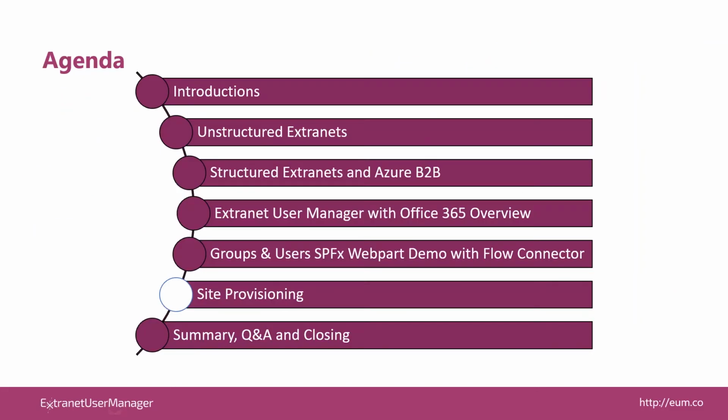So a quick agenda of what we're going to go over today. We've done the introductions. We're going to briefly talk about unstructured extranets, which is not the main topic here, but I want to compare and contrast. And then we're going to dive deeper into structured extranets and Azure AD B2B. We'll explain what B2B is as part of that process. We're going to go into an overview of using that with our Extranet User Manager product, and in particular with Office 365. We've got a new Groups and Users SharePoint Framework web part. We're going to demonstrate that both in SharePoint and in Microsoft Teams, and we'll finish up with a little touch on site provisioning, how that fits into the solution, which is likely going to be our next webinar topic for early in September as well.